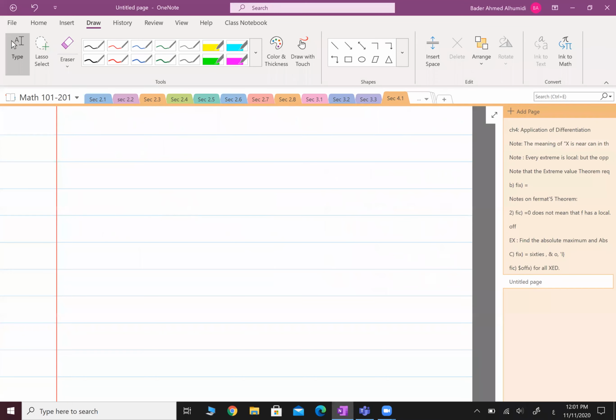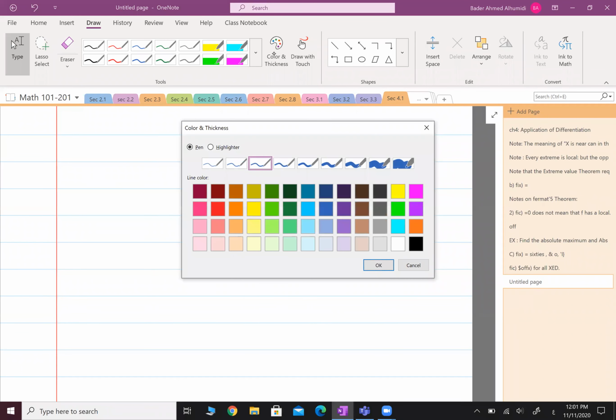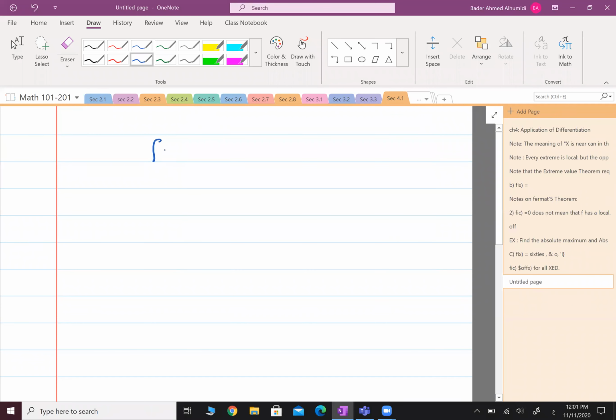We said it is a point on the curve such that f of c is greater than any other point, this is true for all x in the domain. In this case, we say f of c is absolute maximum. Similarly, absolute minimum: f of c is less than or equal to f of x for all x in the domain.